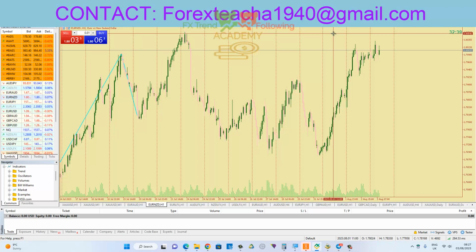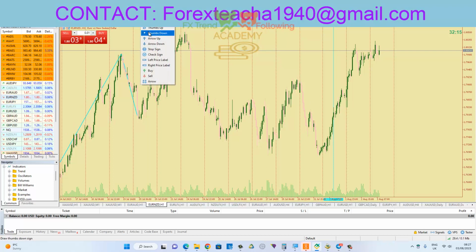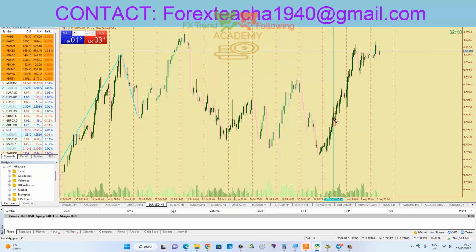Let me just quickly draw a line. So I've put a vertical line right here. So this is exactly where we're going to take our trades. You can see this trade does not have a drawdown at all. So this is another strategy for how you can use this trading system. This was Euro New Zealand. If I'm checking the New Zealand dollar index here, it shows that it was weak.